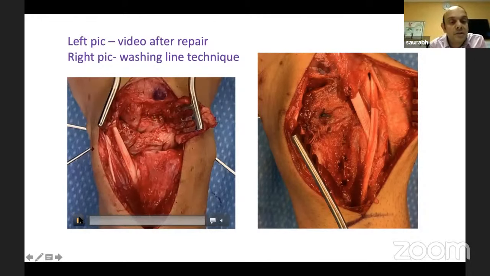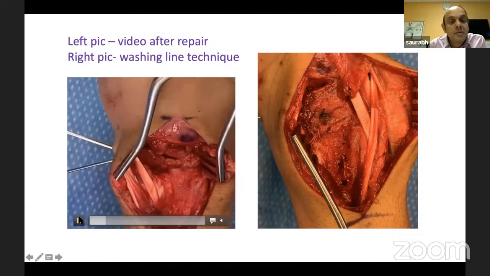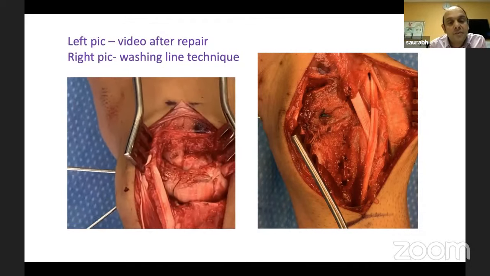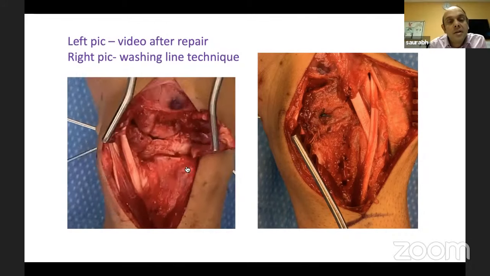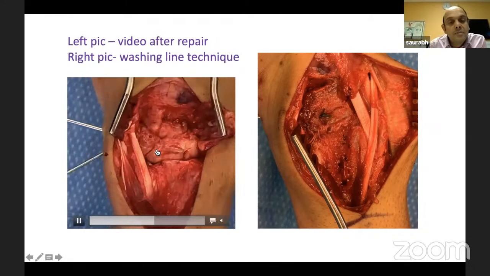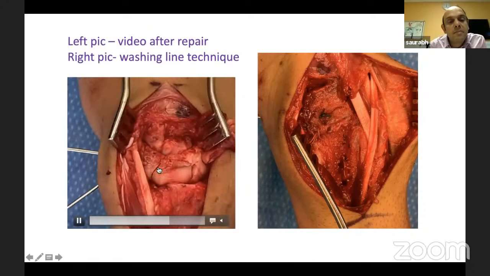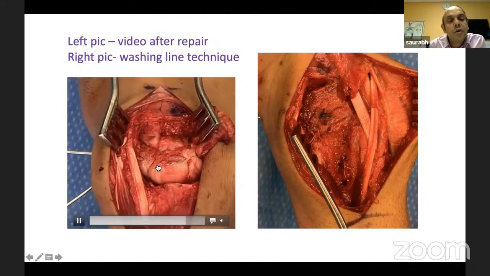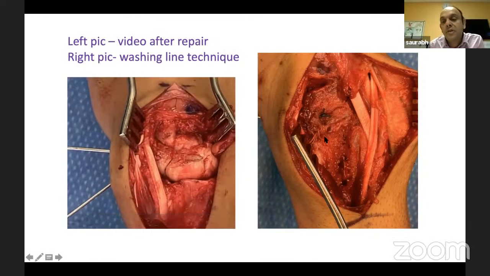Let's see in the video if it is there or not. So see, it moves as one and it flexes as one. There's no disparity now. There's no step between your lunate and your triquetrum. So this is what we're trying to achieve.